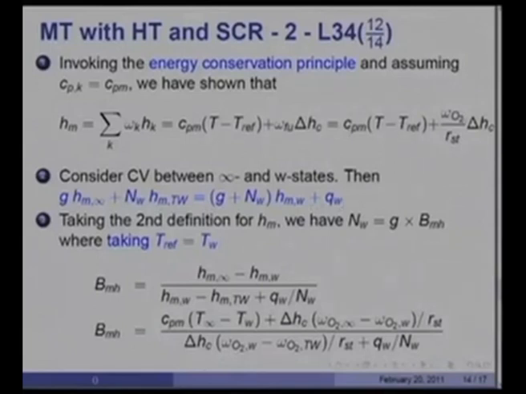If I take the second definition of HM, then again we would have NW equal to G BMH, where if I now take T ref equal to TW itself, then BMH would be (HM infinity minus HMW) divided by (HMW minus HMTW plus QW/NW). That would result into Cpm (T infinity minus TW) plus del Hc (omega O2 infinity minus omega O2 W) divided by Rst, over del Hc (omega O2 W minus omega O2 TW) divided by Rst plus QW by NW.